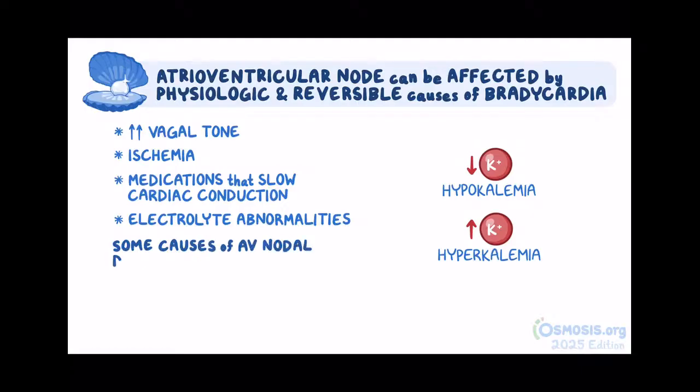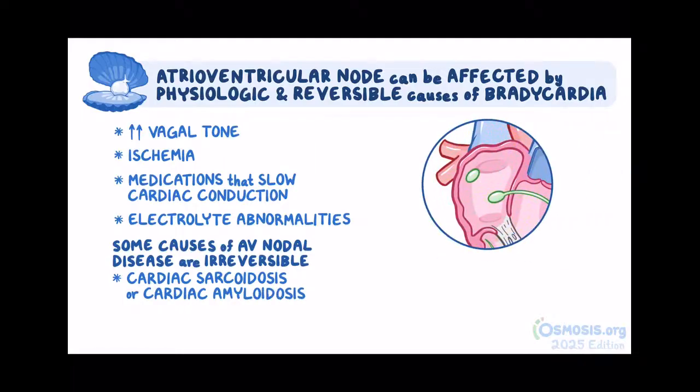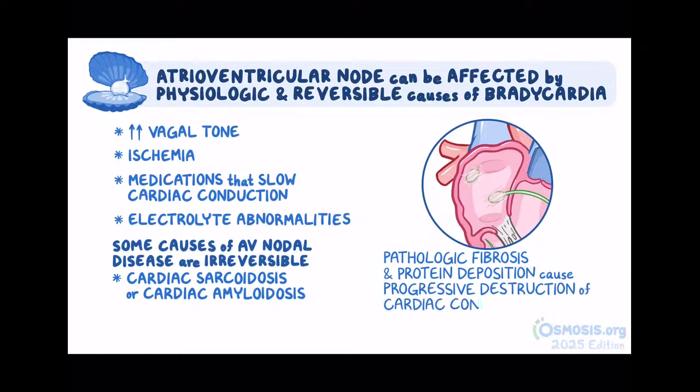Finally, some causes of AV nodal disease are irreversible, like cardiac sarcoidosis or cardiac amyloidosis, where pathologic fibrosis and protein deposition cause progressive destruction of the cardiac conduction system.